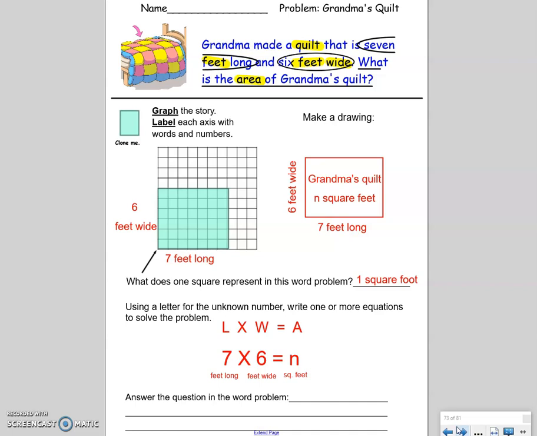On a piece of paper, go ahead and solve 7 times 6. Don't forget to use a strategy to help yourself if you don't know this fact. What does n equal in this problem? I agree. N equals 42 because 7 times 6 equals 42.